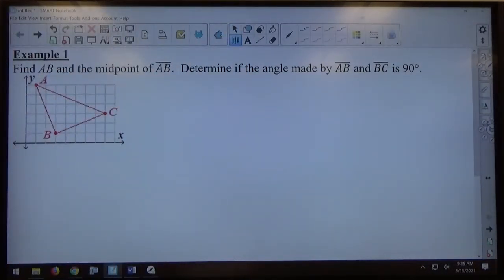If you take a look at example 1 here, it says find AB. Recall with geometry, when you're given two letters with no bar over top, it means the length of AB. So find the length of AB, find the midpoint of AB, and determine if the angle made by AB and BC is 90 degrees. Determine if it is. So a couple formulas will be required in this section.